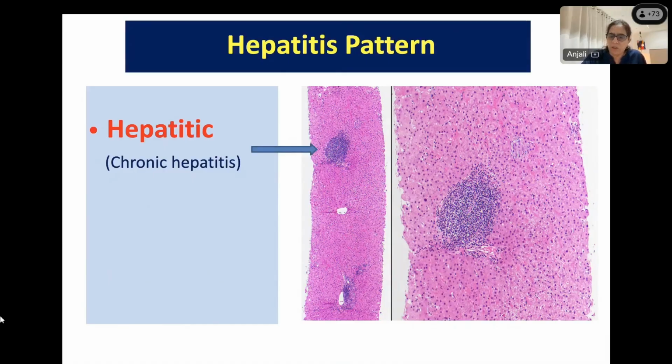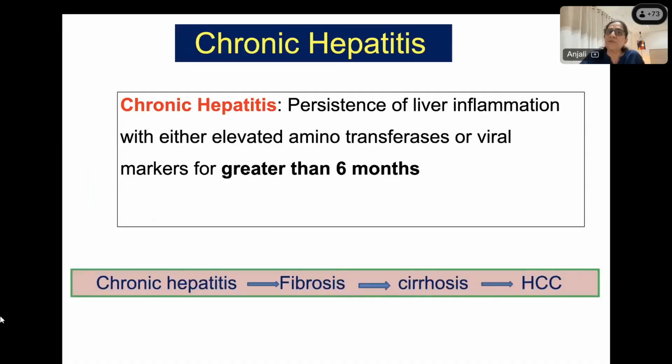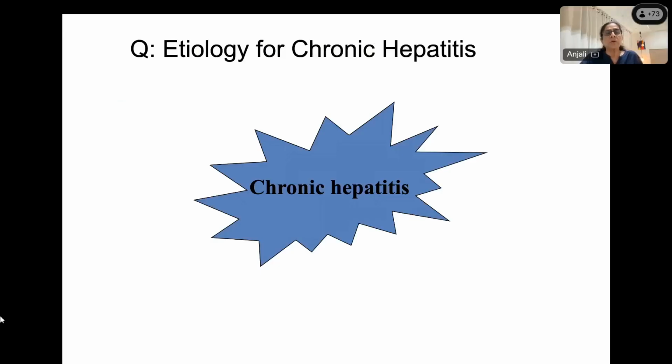And what do you mean by chronic hepatic pattern? The definition of chronic hepatitis is persistence of inflammation with either elevated aminotransferases or viral markers for more than 6 months. Why is it important? Because patients of chronic hepatitis develop liver fibrosis, various grades of liver fibrosis. So they can land up in development of liver cirrhosis, and some of them can progress to development of hepatocellular carcinoma. So this is the significance of chronic hepatitis. So coming to the next question, what is the etiology for chronic hepatitis?